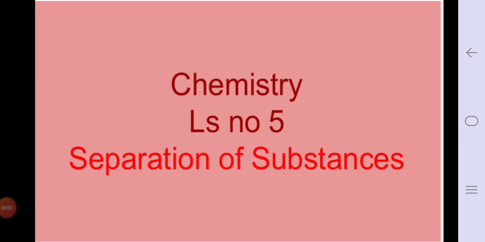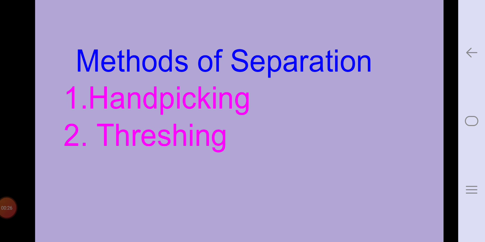Hello everyone. We have started our lesson number 5, separation of substances, of chemistry. In that we have seen the introduction of separation, what is meant by separation and why it is necessary. This we have studied in the previous videos. Today we are going to see methods of separation.